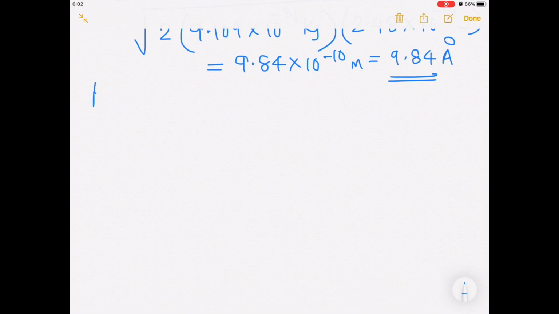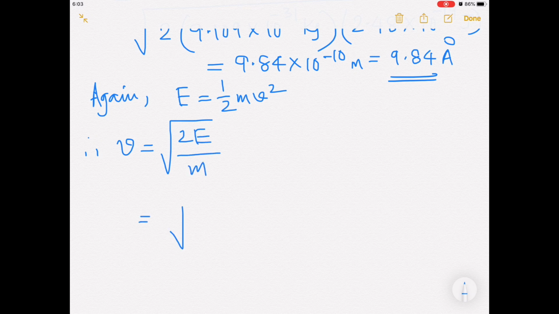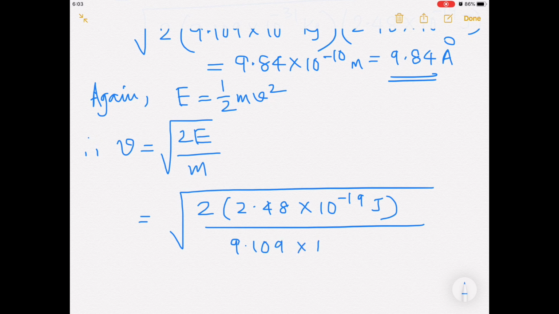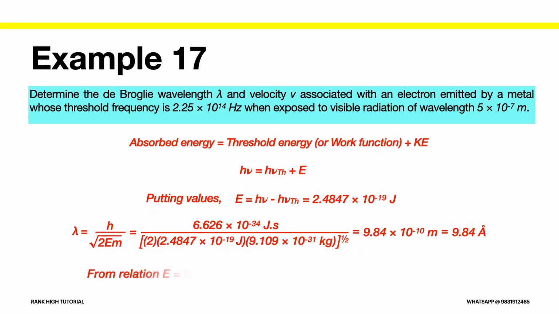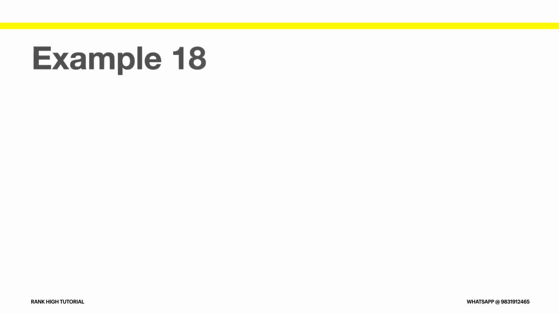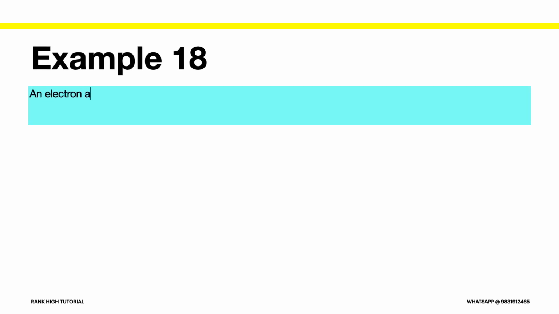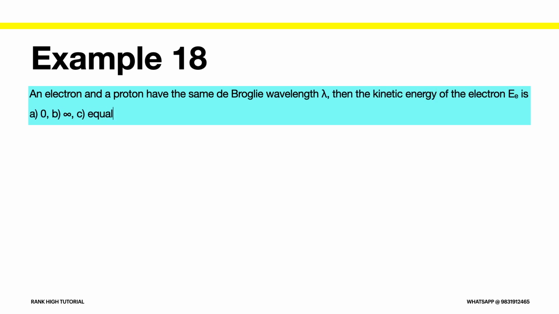Now come to the second part of this question, where we have to find out the velocity of the associated electron. We know E equals half mv square. After rearranging, we get v equals square root of 2E divided by m. After putting all these values, we get the velocity v equals 7.39 into 10 to the power 5 meter per second.